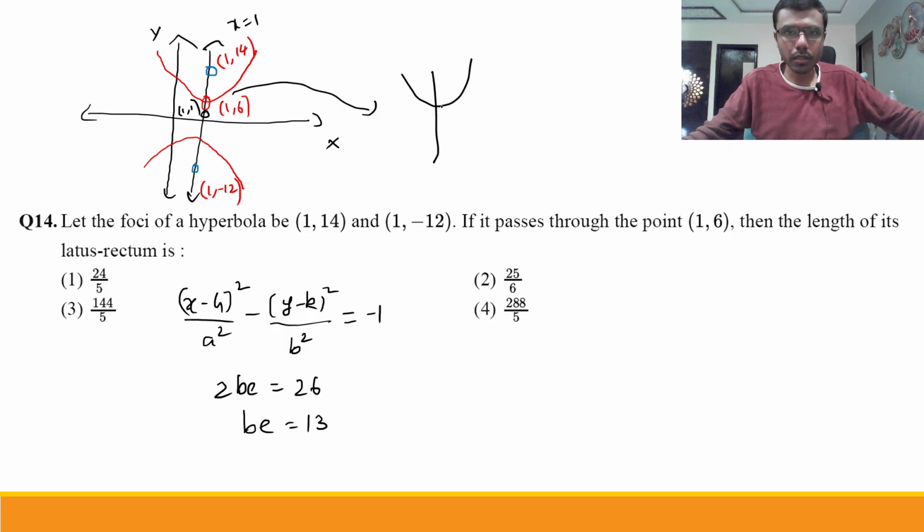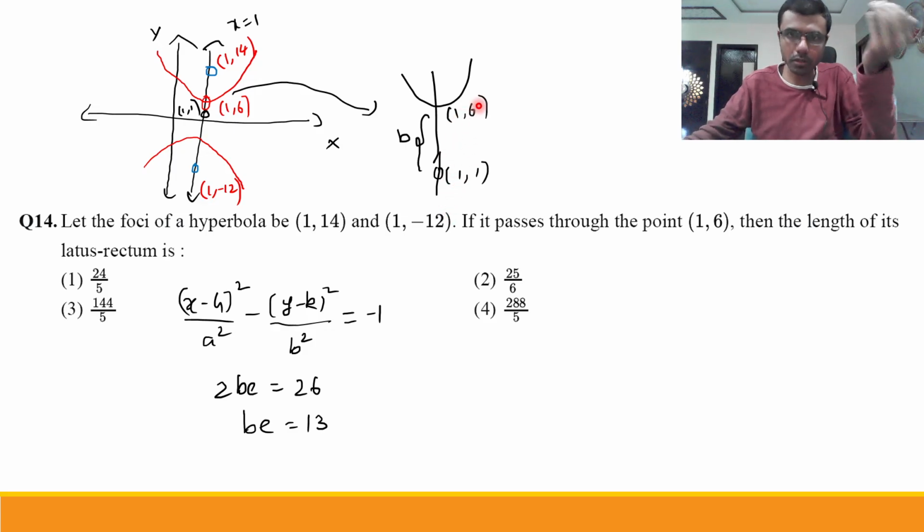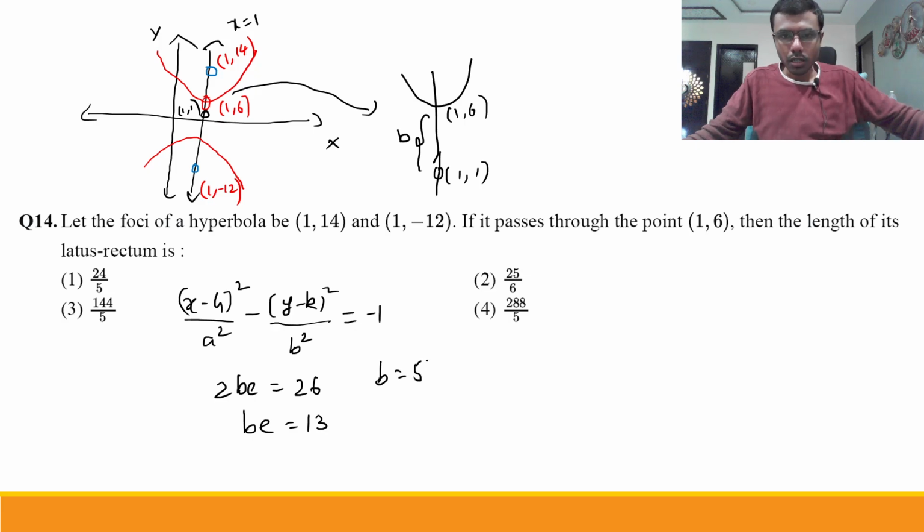This point would be (1, 6), and this point would be (1, 1), the center of the hyperbola. Now this distance will be equal to b. So what is b? Under root (1 minus 1) whole square plus (6 minus 1) whole square, which would be nothing but 5. So b is 5. Since b is 5, e would be 13 by 5.